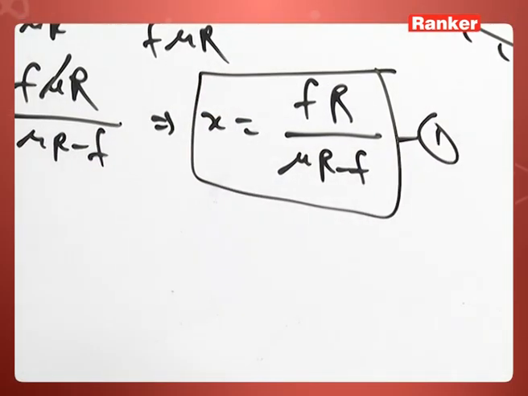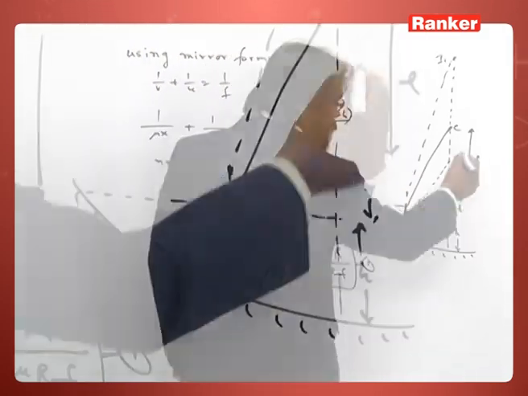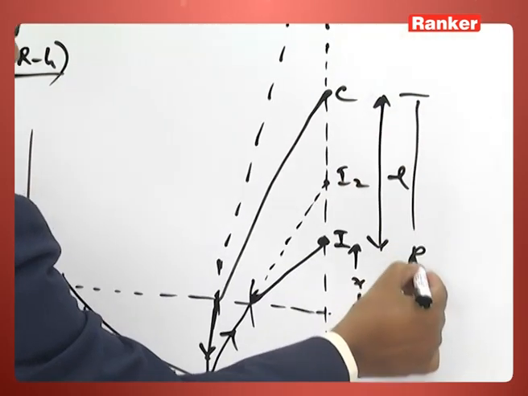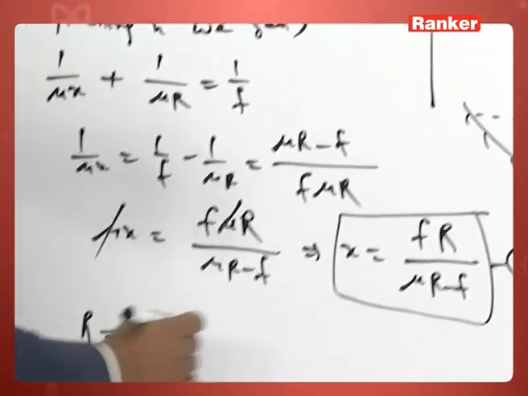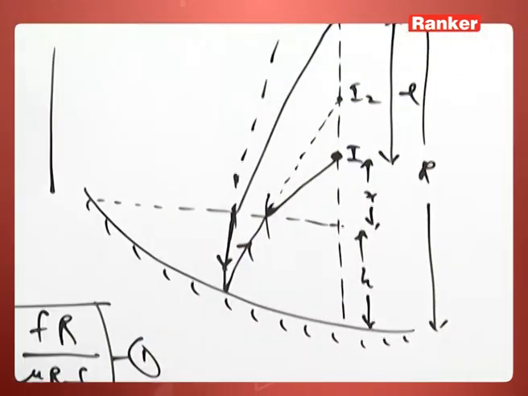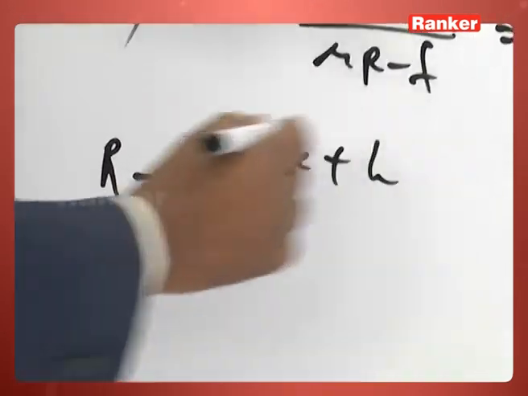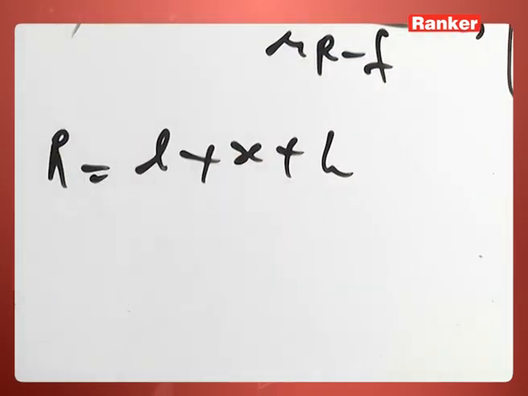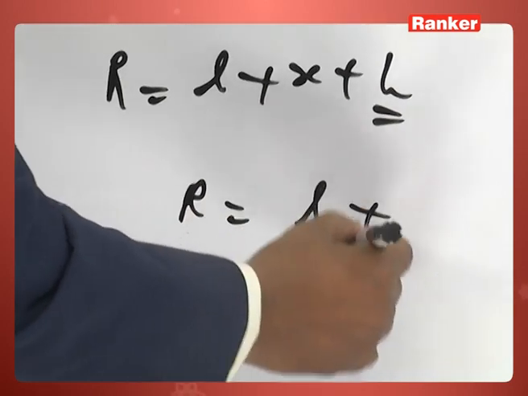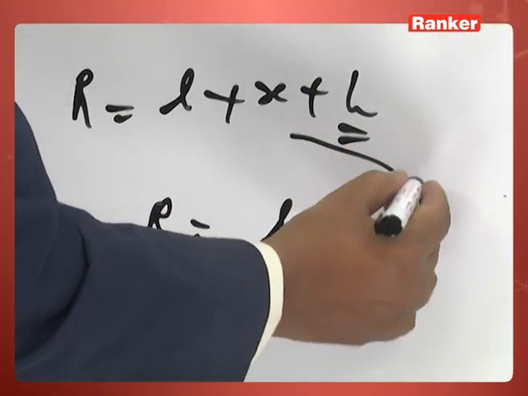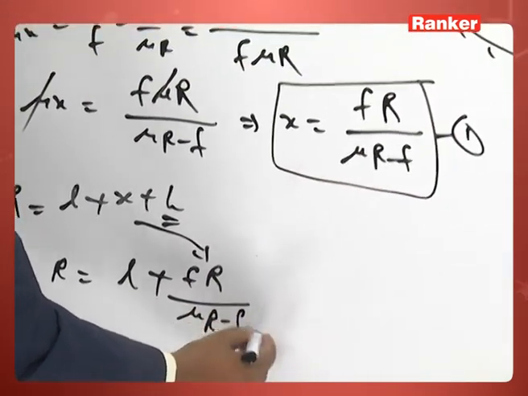So we got x. Now the distance from here to here is given as r. So r will be equal to L plus x plus h. We will put the value of x here, and neglecting this h, you will get r is equal to L plus x. So in place of x we will put f r by (mu r minus f).